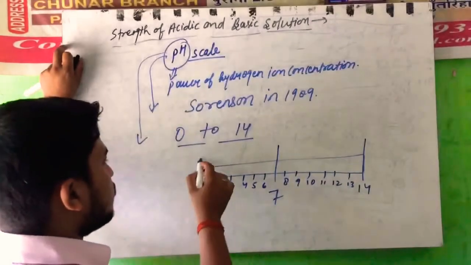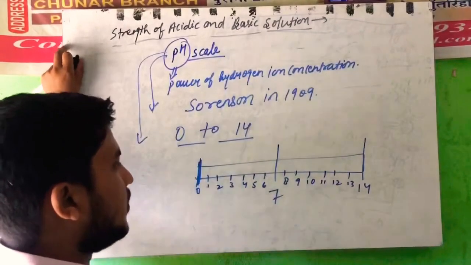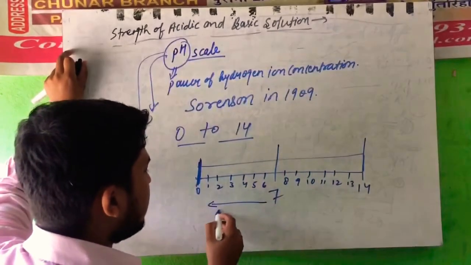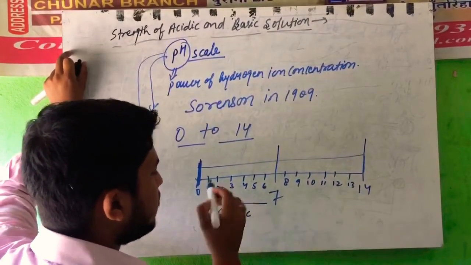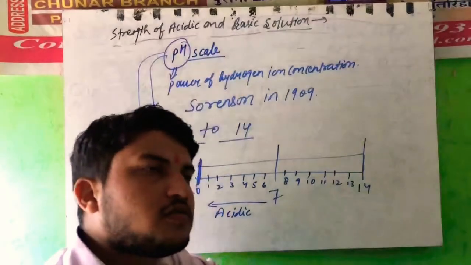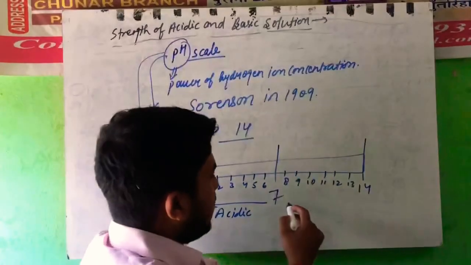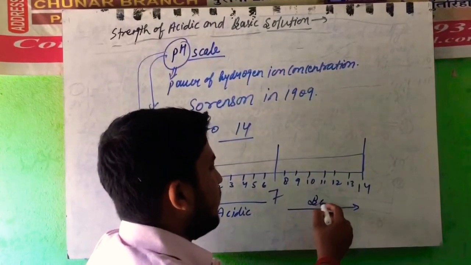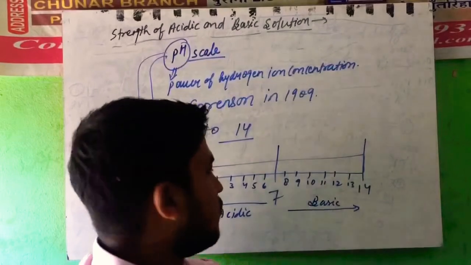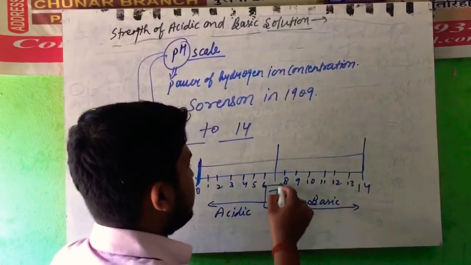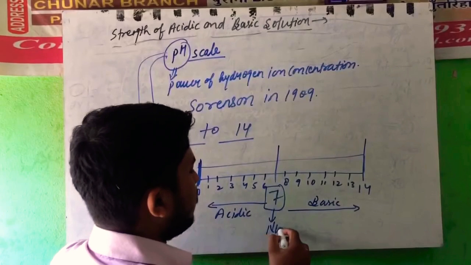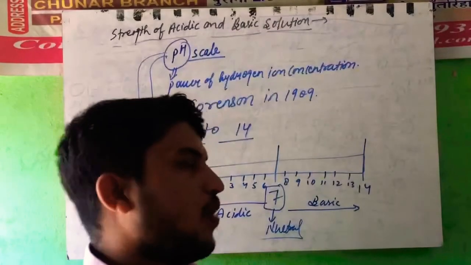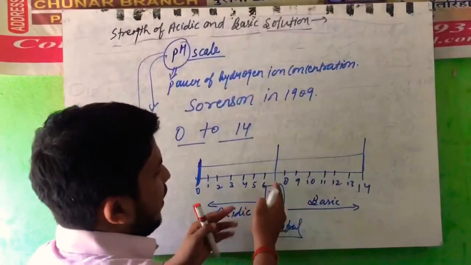Okay students, if any solution has a pH less than 7, that is an acidic solution, and those solutions which have a pH greater than 7, that is a basic solution. At the point 7, it is neither acidic nor basic, which means it is a neutral solution.